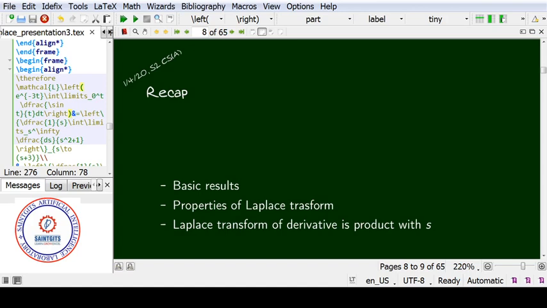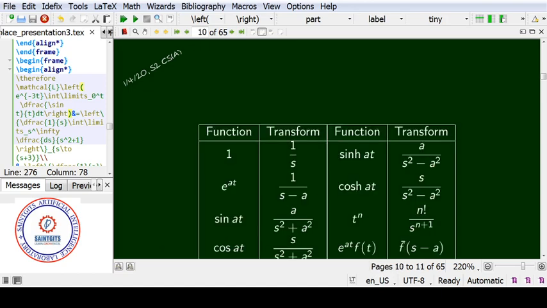Laplace transform of derivative is actually the product with s. That is a wonderful result that we have learned in the last session. In the time domain, the derivative is transformed into a multiplication by s in transformed domain or s-plane. And a similar result is Laplace transform of integral is division by s, or in other words, in time domain, integration is transformed into division by s in transformed domain.